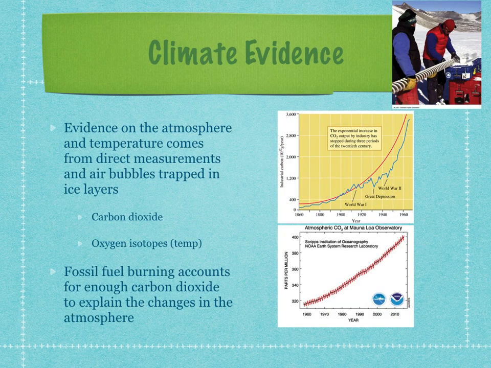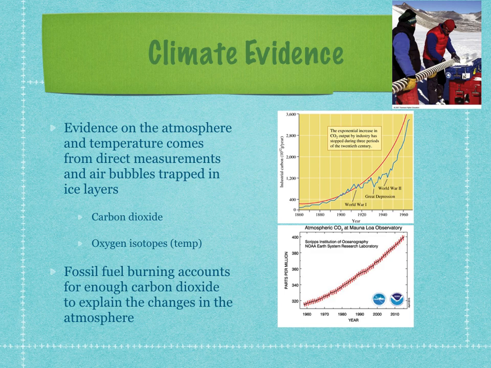Okay, first of all, climate change evidence. Where do we get it? Well, evidence on the atmosphere's composition and temperatures comes from direct measurements. We've been taking these direct measurements very precisely for about 70 years. So we have very good measurements of the gases in the atmosphere going back that far, and that's nice.